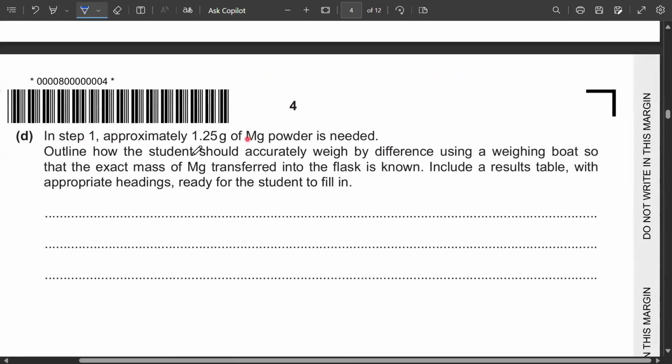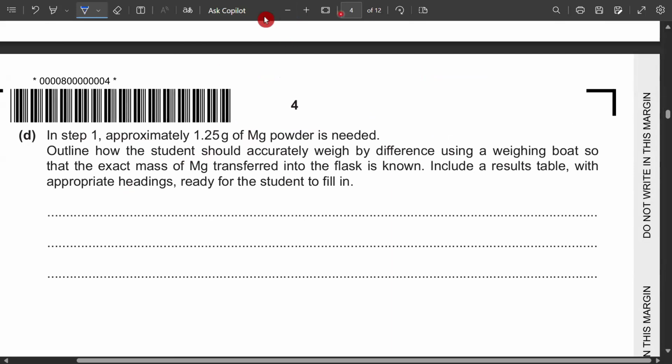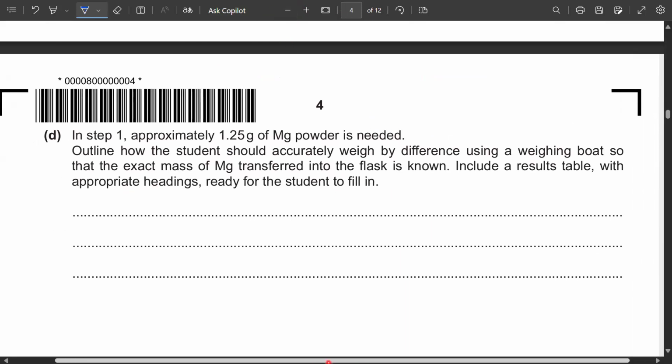Okay. Now moving forward. In step 1, approximately 1.25 gram of magnesium powder is needed. Outline how the student should accurately weigh by difference using a weighing boat so that the exact mass of magnesium transferred to the flask is known. Include a results table with appropriate headings ready for the student to fill in.